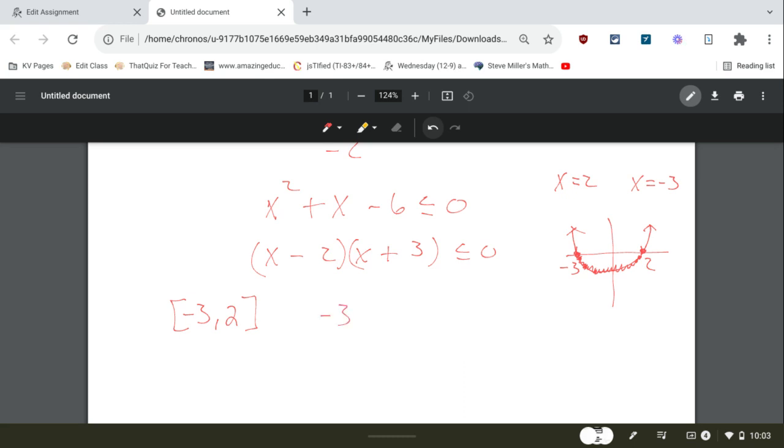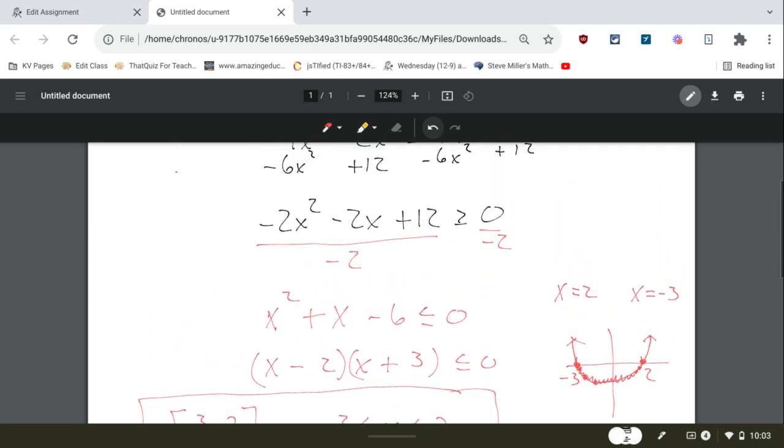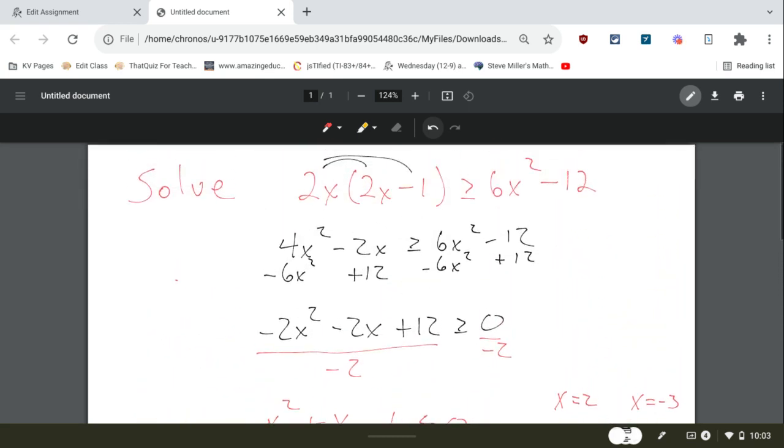If I want to do that in algebraic notation, it'd be negative 3 is less than or equal to x is less than or equal to 2. All right, so same thing. You just got to move everything over to one side first, and yep, that's it.